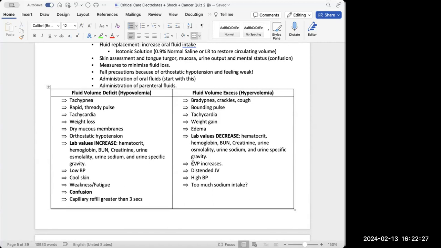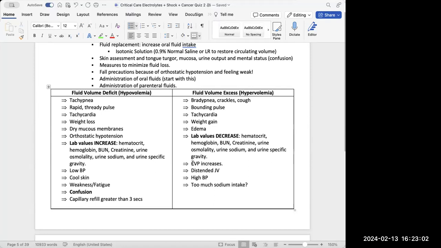So if you have tachypnea in fluid volume deficit, you have bradypnea and crackles and coughing because of that accumulation of fluid. Instead of having a weak pulse, you have a bounding pulse in hypervolemia. But they both can cause tachycardia. Fluid volume deficit has weight loss, but you have weight gain in hypervolemia because of that increase in fluid in the body. You'll have edema in fluid volume excess, but you won't have that in fluid volume deficit.